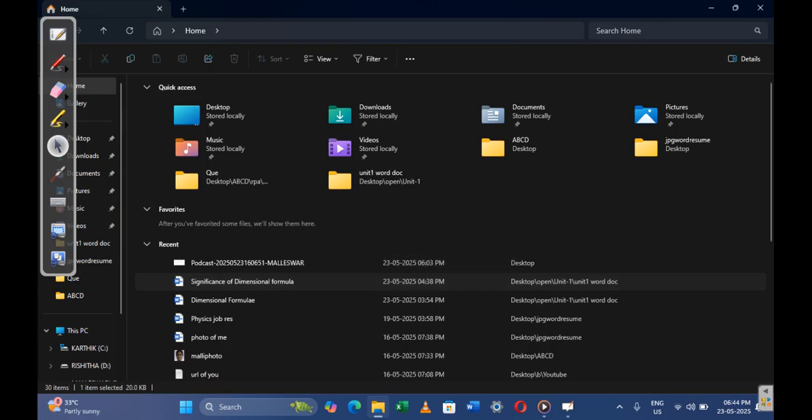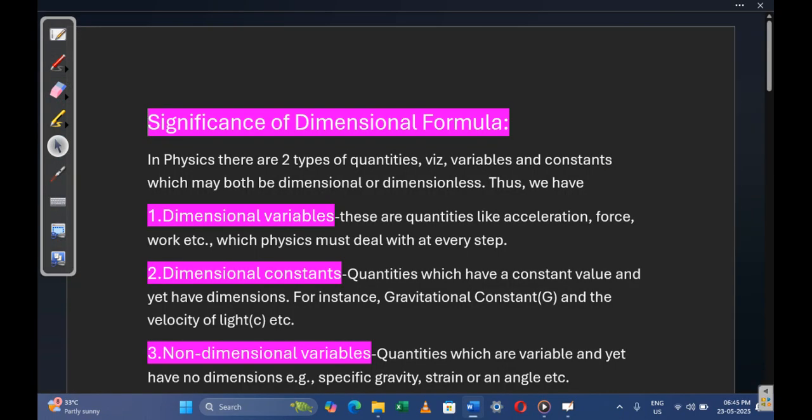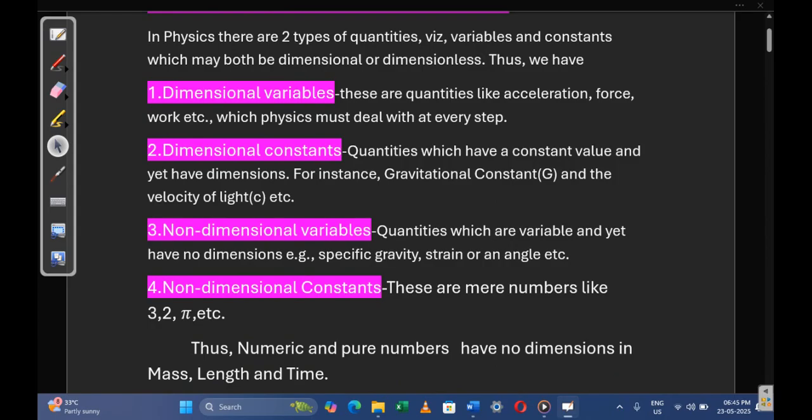So till now we discussed that in physics two quantities are there. One is constants, another one is variables. These are dimensional variables and non-dimensional variables, and dimensional constants and non-dimensional constants. Explanation for all these is given here.